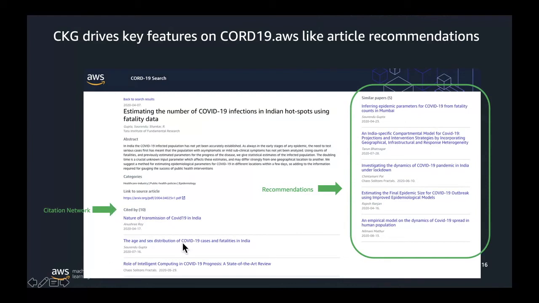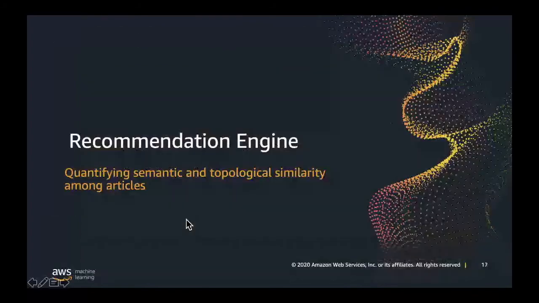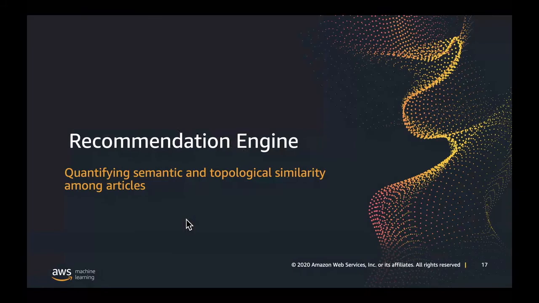We also see that there are other features that power this, such as our citation network, that are implicit multi-hop features that come out of it. Turning this over to Miguel, he's going to talk more about the recommendation engine.